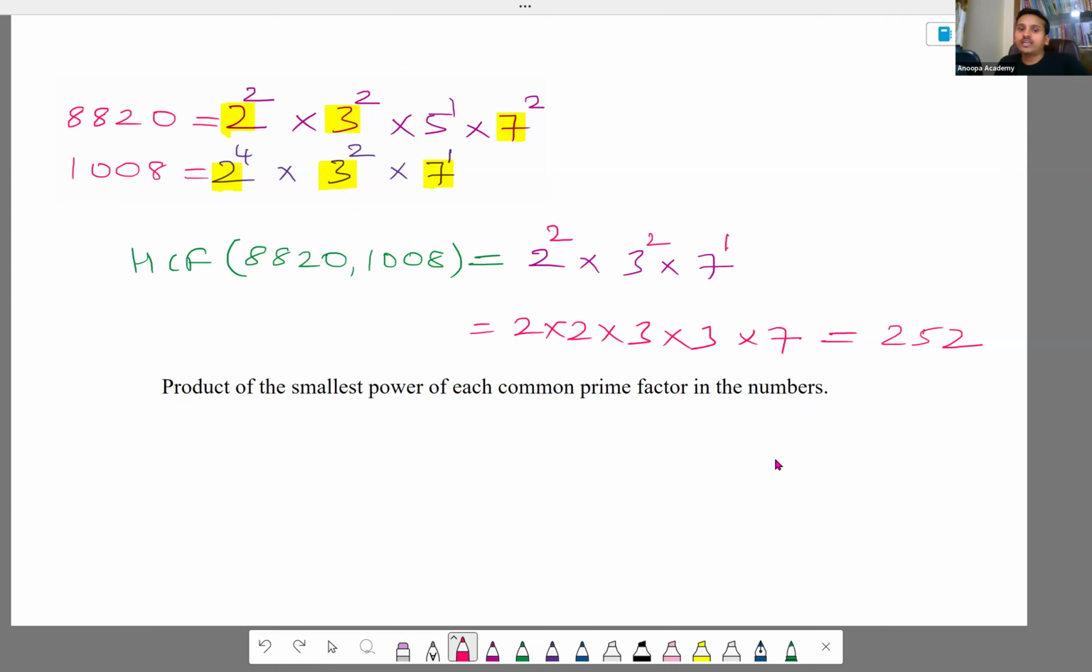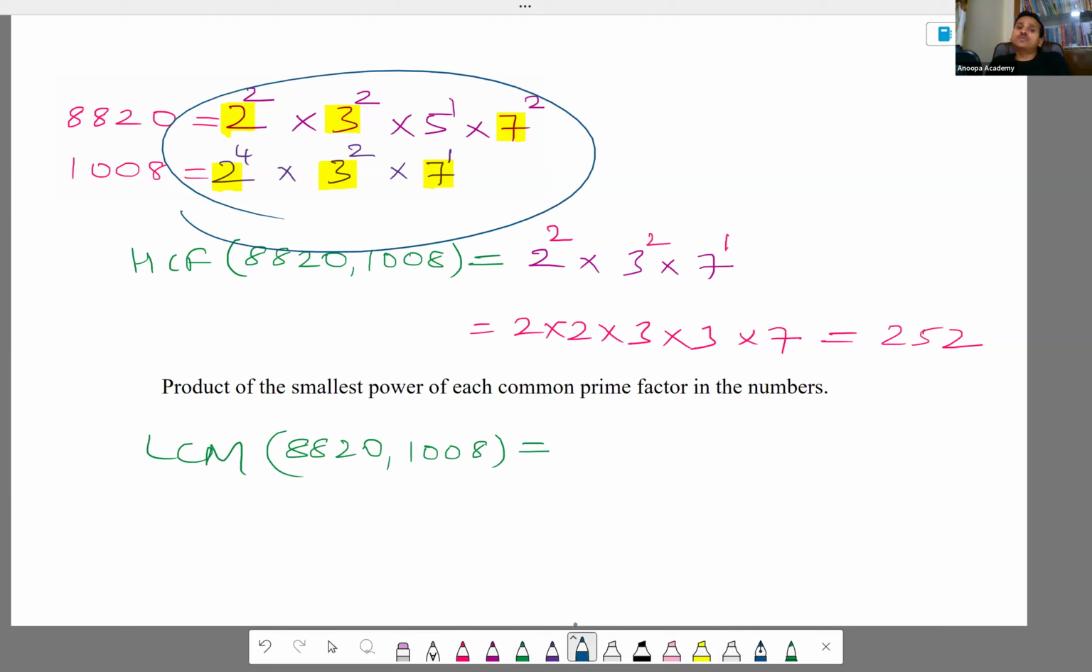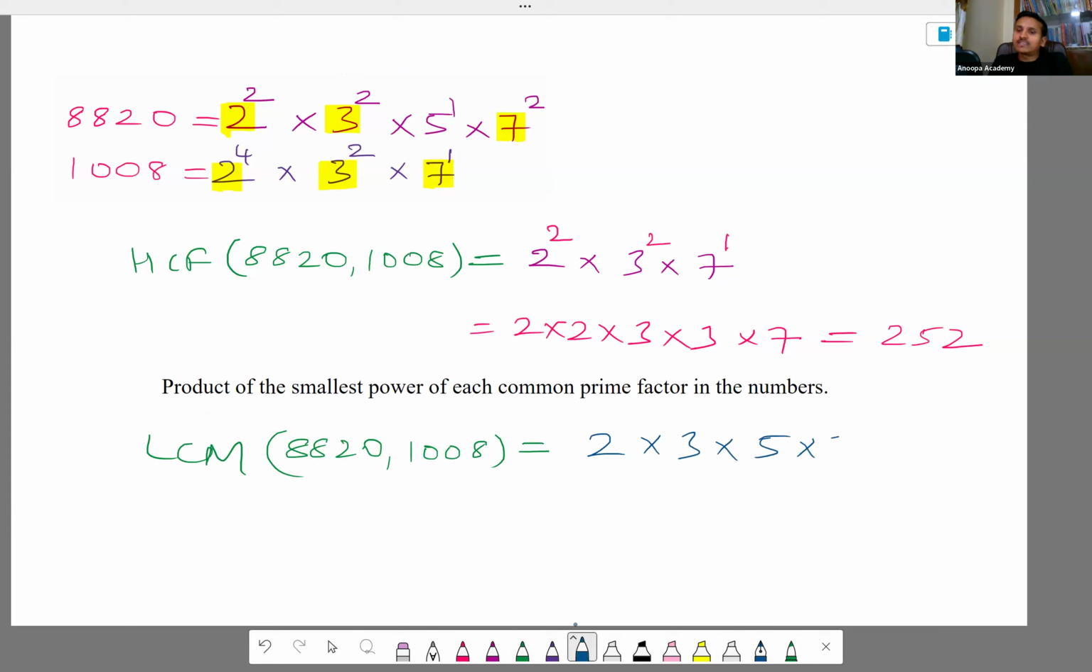Perfect. Okay, next. To find the LCM of 8820 and 1008, we don't have to take anything common. We have to take all the prime factors which are there. Now, if you look at the numbers, what are the prime factors which are there? 2 is there, 3 is there, 5 is there, and 7 is there.